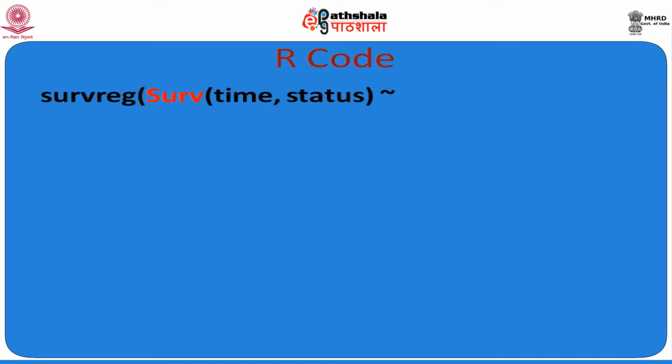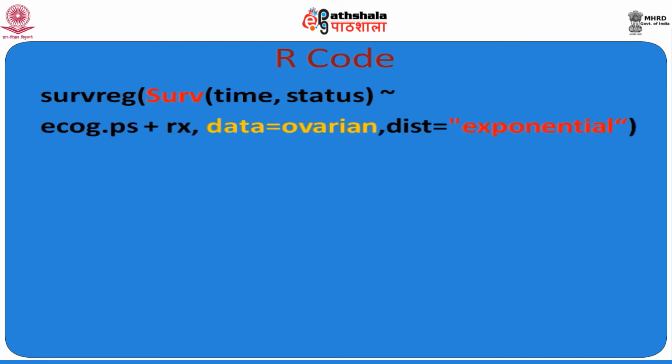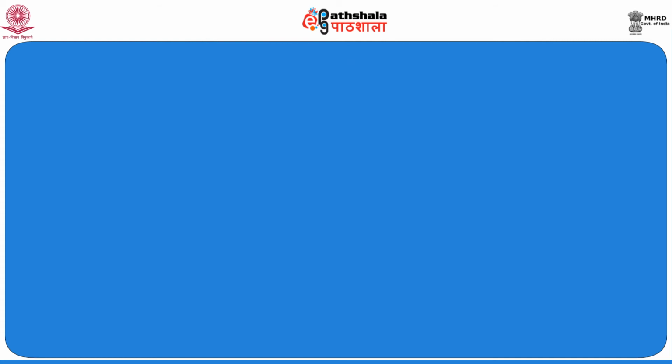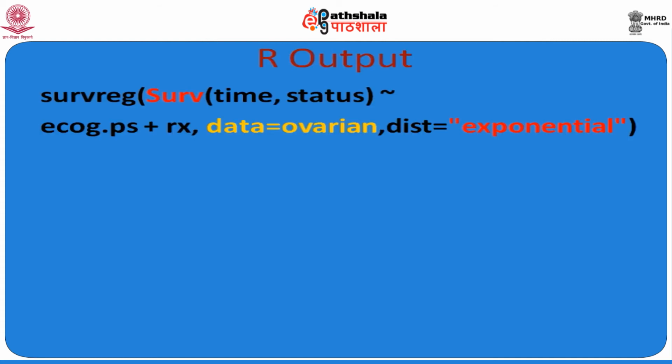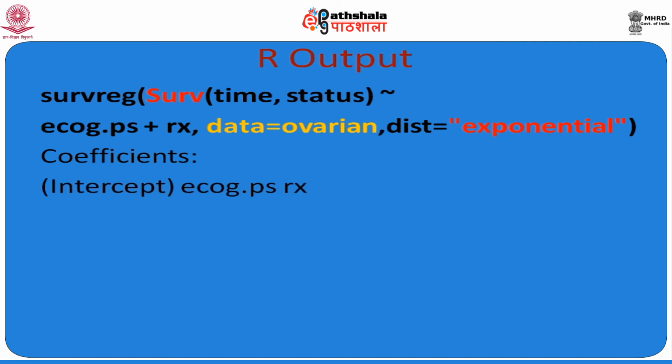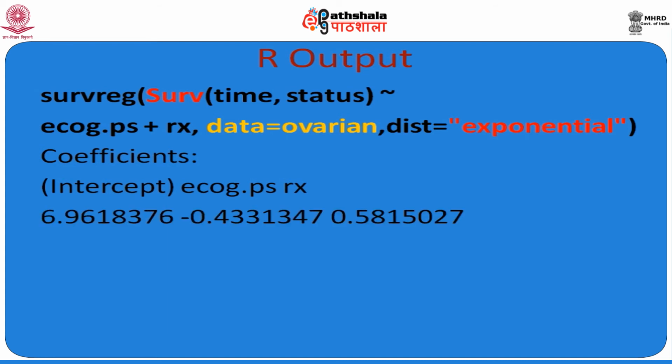Here Surv with time and status, and thereafter factors like ECOG.PS and Rx will be considered for the data called ovarian. And again we are assuming that the distribution is exponential. Now, what has happened in the result? Let us see. The coefficients are for ECOG.PS and Rx, and the intercept is also there. The intercept value is 6.96, the ECOG value is minus 0.43, and the Rx value is 0.58.